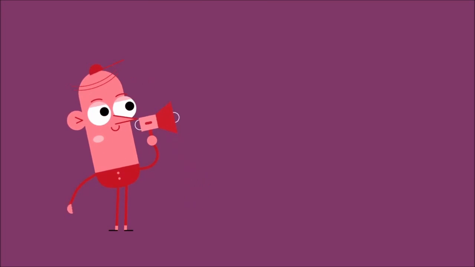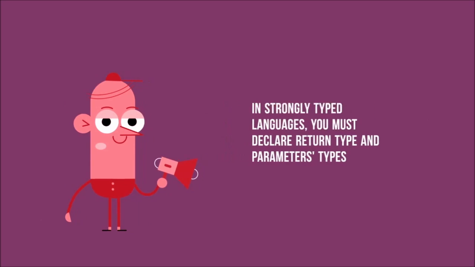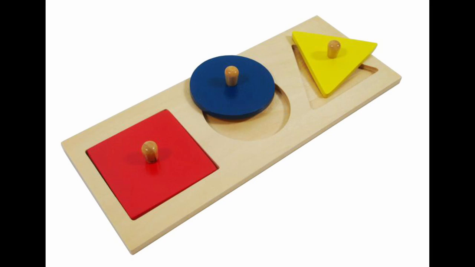In some strongly typed languages like C++ or Java, you must declare the types of parameters in the parameter list. For example, if a function only accepts a square, then a circle, and then a triangle, you must provide exactly a square, a circle, and a triangle in that order. Otherwise, the function would not be happy.